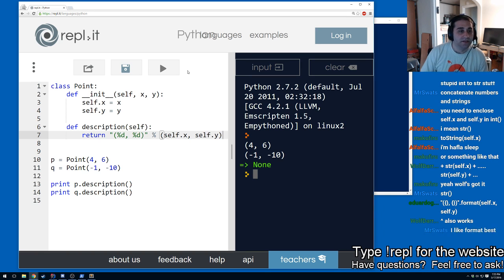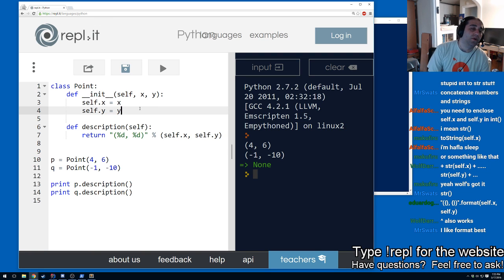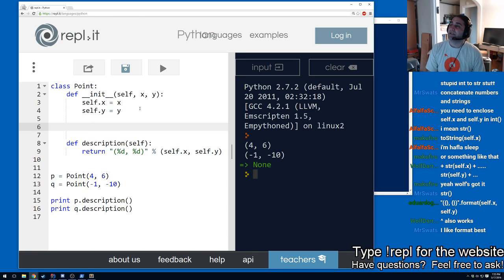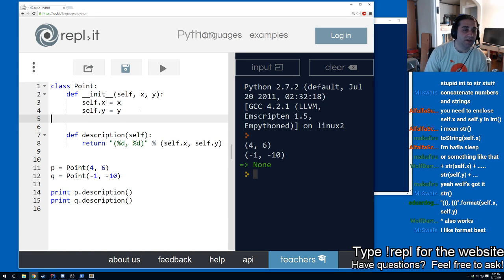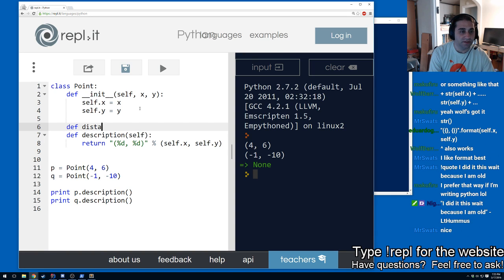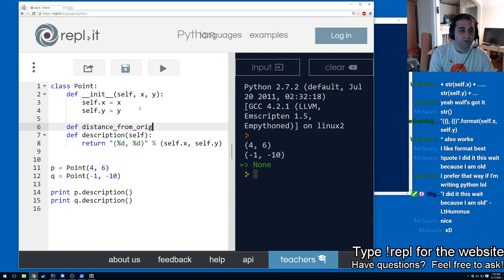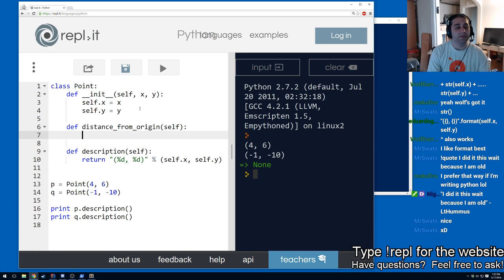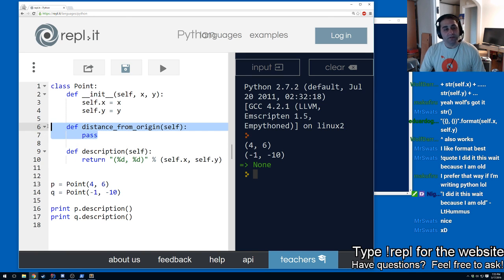All right, so I want to do, let's see, oh god, I had an idea. Okay, so I want to write a function that will return distance from origin self. All right, who can fill this method in? And if you need help, remember the distance formula is the square root of x squared plus y squared.